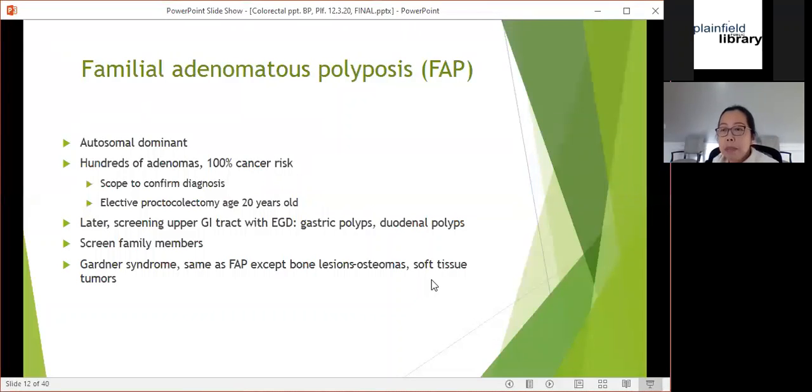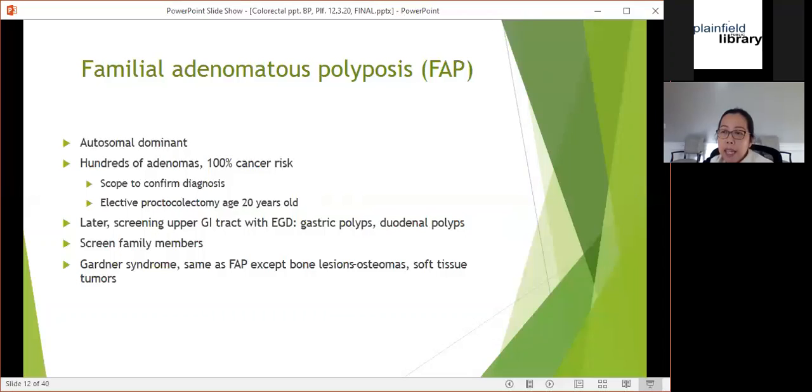Familial adenomatous polyposis is an autosomal dominant disease. Usually hundreds of adenomas are found during the colonoscopy. There is a 100% risk of developing colorectal cancer. Colonoscopy can confirm the diagnosis. It is recommended to remove the whole colon when the patient reaches 20 years old.